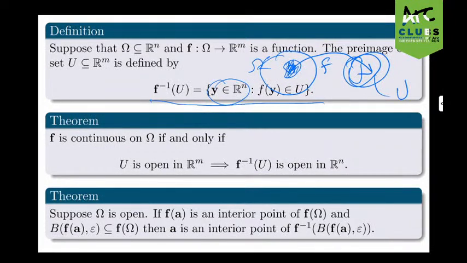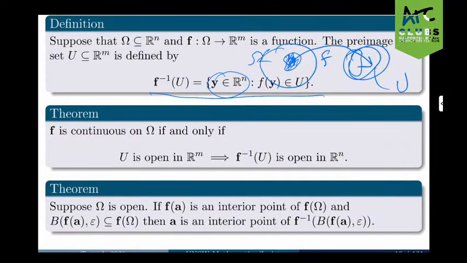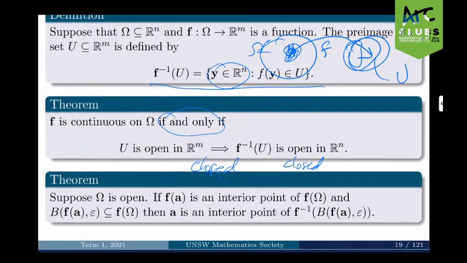So a set of points in omega that get mapped somewhere inside U. Another result is that f is continuous on omega if and only if U open implies that the pre-image is open. I think this result is also true with closed. So if a set is open or closed, then its pre-image is also open or closed if the function is continuous. You're probably never going to do the reverse implication. It's if and only if, but you're probably not using this to prove continuity generally. Suppose that omega is open. I should probably skip that one.